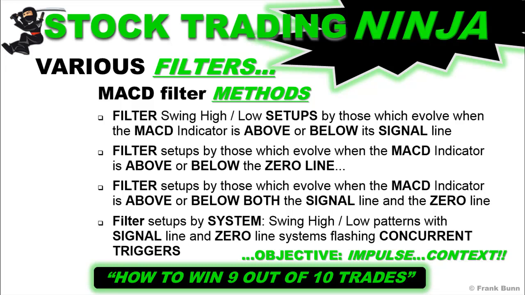And finally, you can filter setups by system. Swing high-low patterns with the signal line and zero line systems flashing concurrent triggers. Our objective here is to establish confirmed trends in the impulse and make the continuation more likely, but more importantly, be consistent with our trade samples.